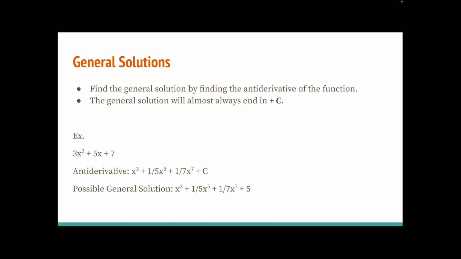General solutions: we find the general solution by finding the antiderivative of the function. The general solution will almost always end in a c, or a constant. An example of this is 3x squared plus 5x plus 7. The antiderivative is x cubed plus 1/5 x to the 5th plus 1/7 x to the 7th plus c. A possible general solution could be x cubed plus 1/5 x to the 5th plus 1/7 x to the 7th plus 5.